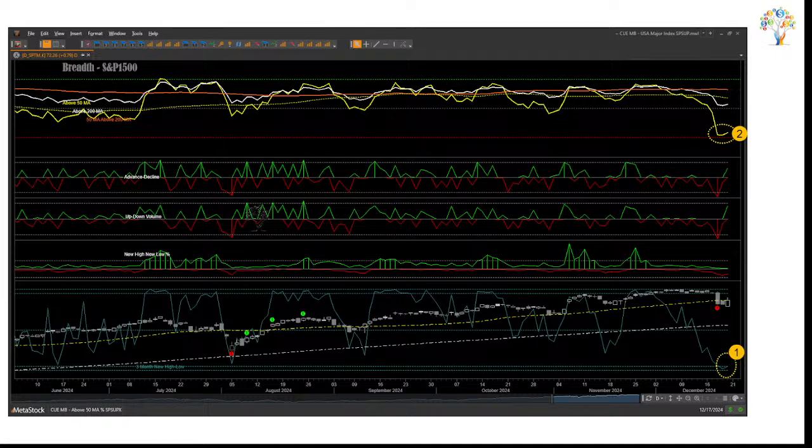S&P 1500 more oversold in terms of the two oscillators than Russell 2000. Interesting. Russell 2000 is continuing to be weak, but S&P 1500 is actually more oversold looking when we use these two oscillators. Obviously, that is not because of the mega caps.